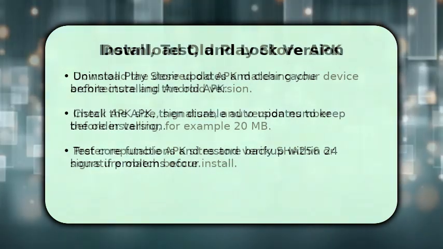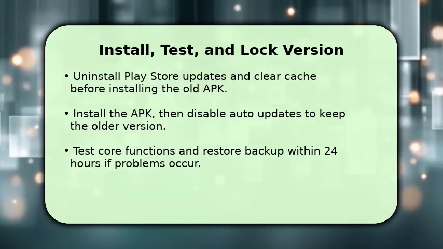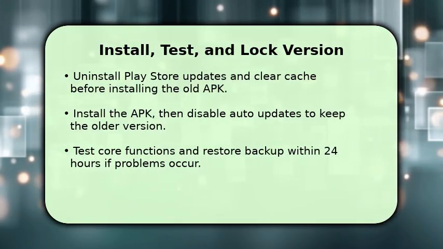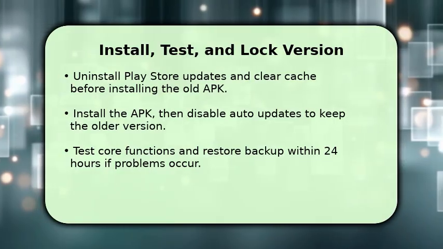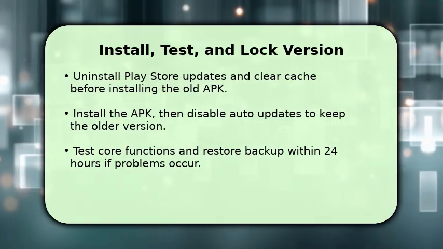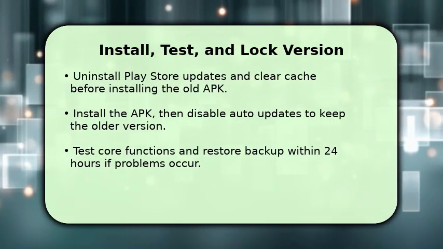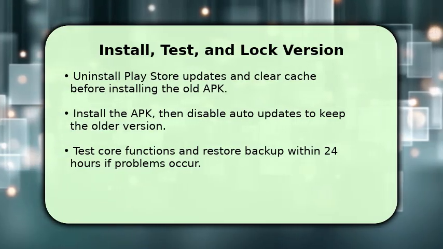First, uninstall Play Store updates from settings and clear app cache to prepare for rollback. Open the Downloads folder and tap the APK file to begin installation. Follow prompts to install and grant required permissions if requested.